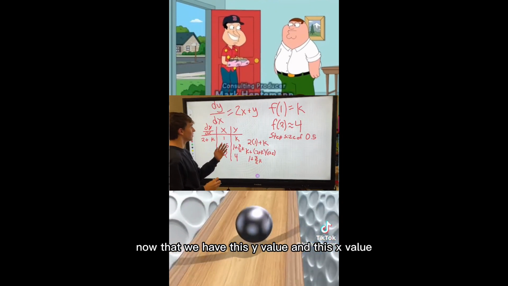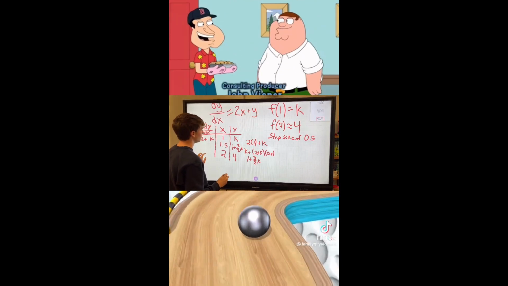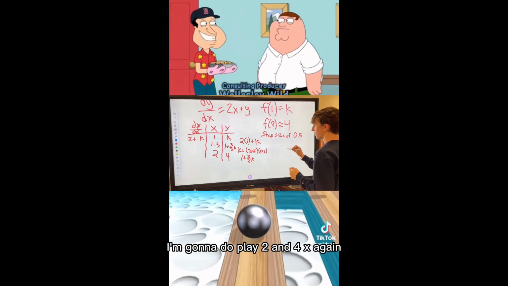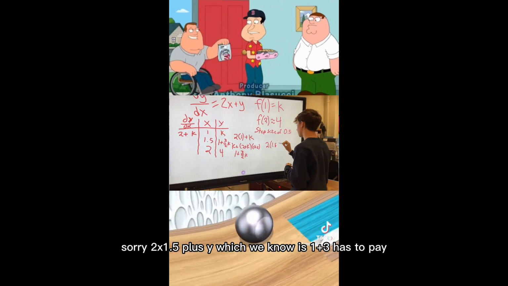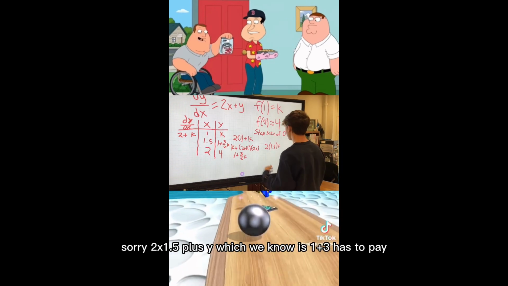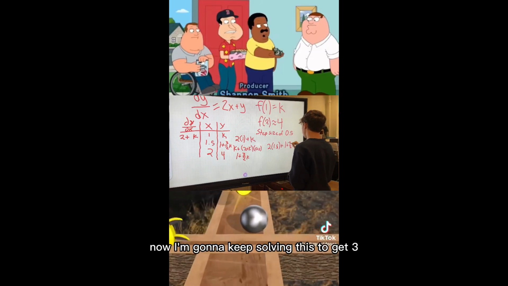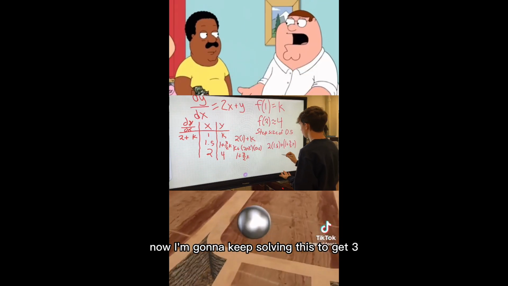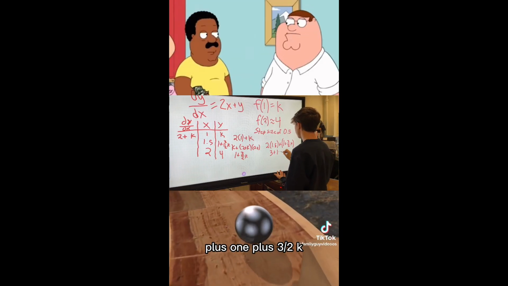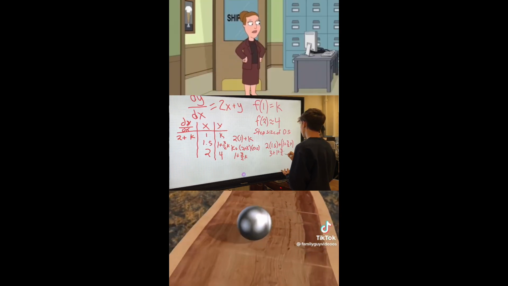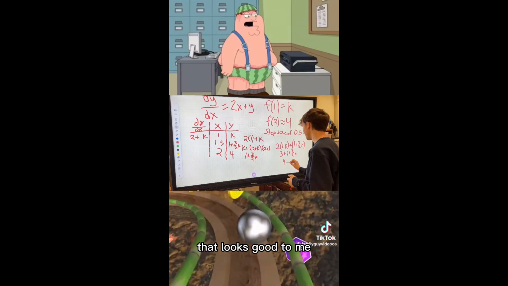Now that we have this y value and this x value, we can solve our second dy/dx at 1.5. So in order to do that, I'm going to plug 1.5 in for x. 2 times 1.5 plus y, which we know is 1 plus 3 halves k. So plus 1 plus 3 halves k. Now, I'm going to keep solving this to get 3 plus 1 plus 3 halves k, which to me is looking like 4 plus 3 halves k. Would I be correct there, young boy? That looks good to me.